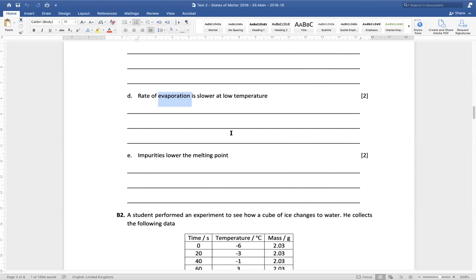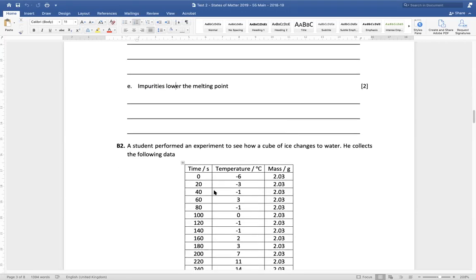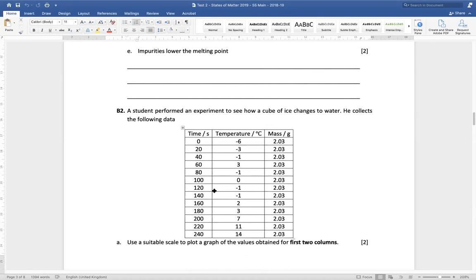Impurities lower the melting point. Actually, this has been taken out of the syllabus, so I won't answer it. Just remember that impurities lower the melting point and raise the boiling point. Reasons for this are no longer in the syllabus.